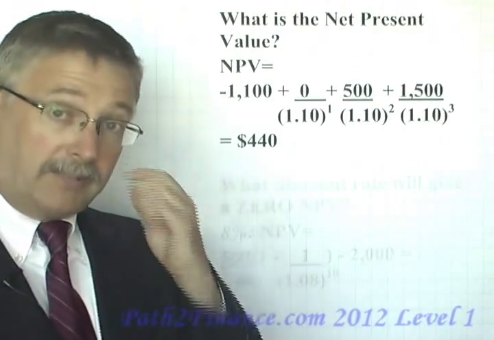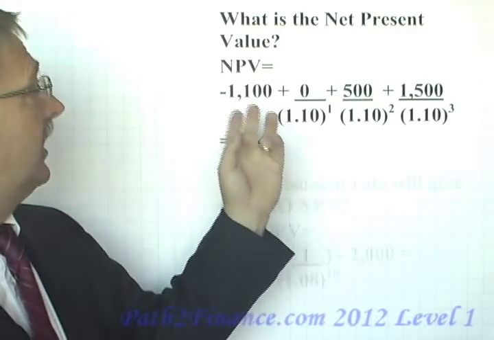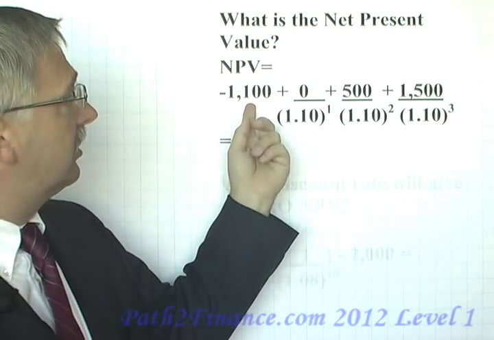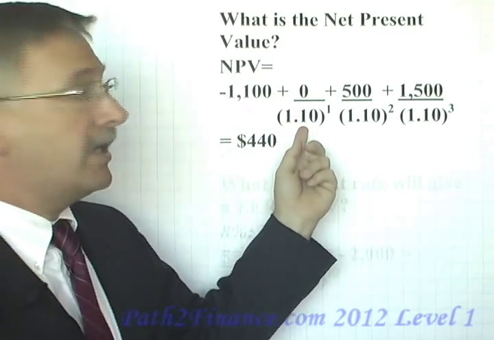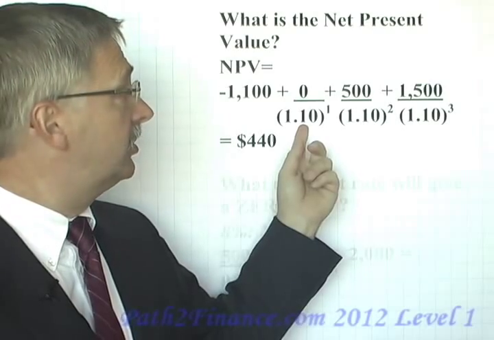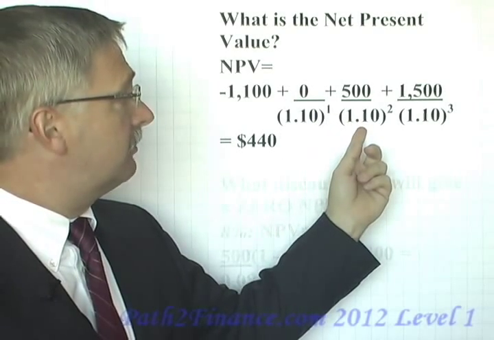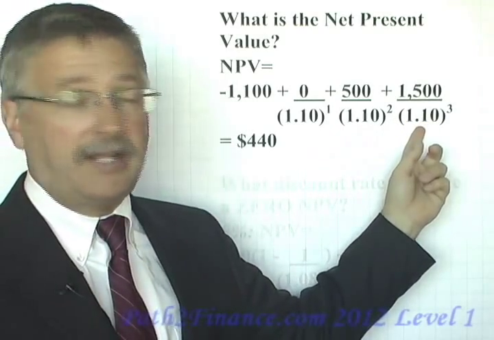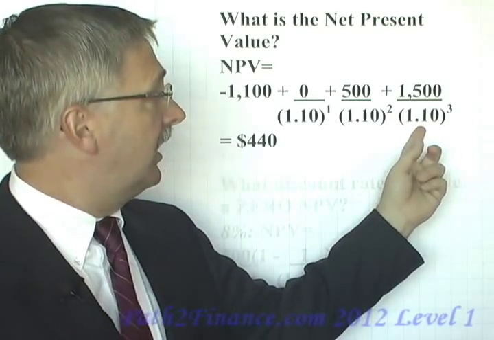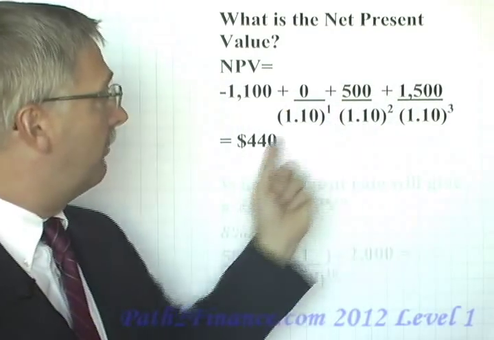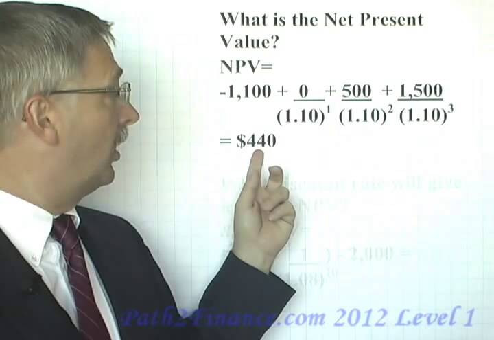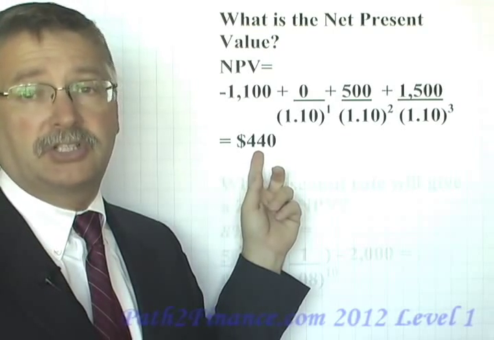So let's look at the net present value of our tea franchise. We have the $1,100 cash flow out, our initial investment. We had no net cash flows in the first year, $500 positive net cash flows in the second year, and $1,500 net cash flows in the third year. Discounting that all back, it becomes a net positive present value of $440, so the project should be done.